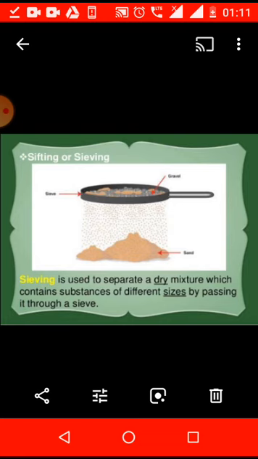And then this is also sifting or sieving method of separation of mixtures. Sieving is used to separate a dry mixture which contains substances of different sizes by passing it through a sieve. It is also something we can use in our daily life.